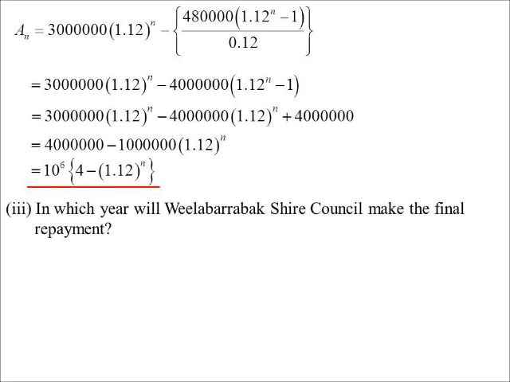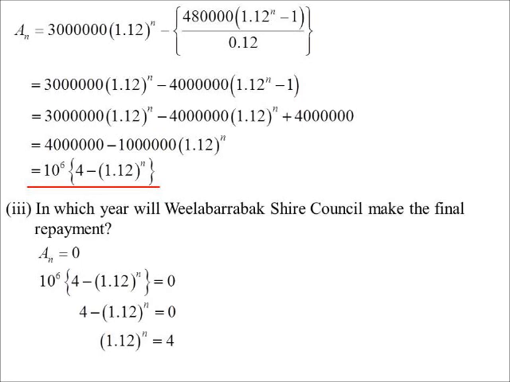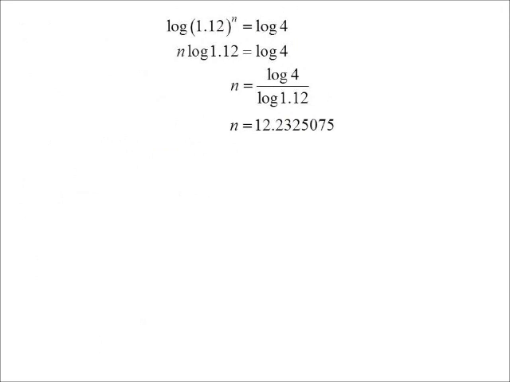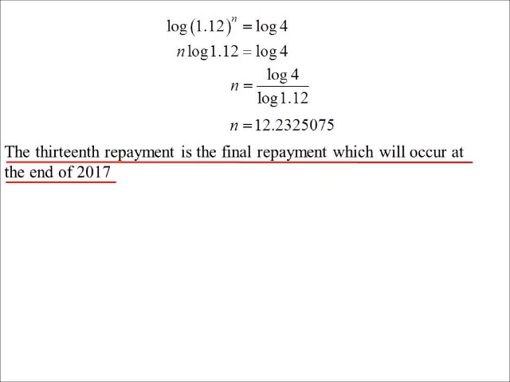So the next part of the HSC question was then something they logically would want to know. Well, when are they going to make that final repayment? So when is the amount equal to 0? We've just worked out a neat little formula, so we may as well use it. And just got to make N the subject, move the 4. Once again, we've got an exponential equation. Log both sides, divide. 12.23, they've said which year, so it'll be the 13th repayment, which will happen at the end of 2017. Oh, they've almost paid it off. End of this year, they'll have it done.